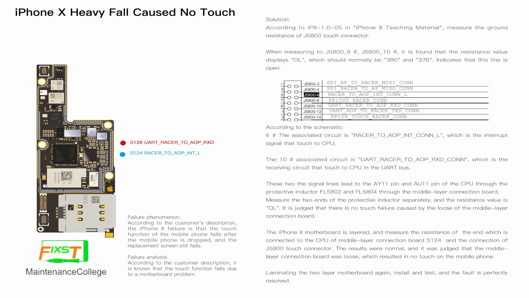As we know, after the iPhone X, the motherboard has two layers. After we separate the motherboard layers, we test the middle layer connection board, the S124, because this pin is connected to the J5800 touch connector. After we test, it is the normal resistance, so we think just the middle layer connection board is loose. The loose connection caused the phone no touch. So we reflow the two layer motherboard, install and test again, and the problem is solved.